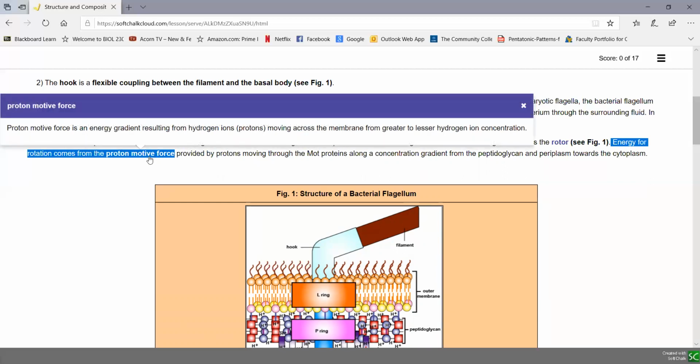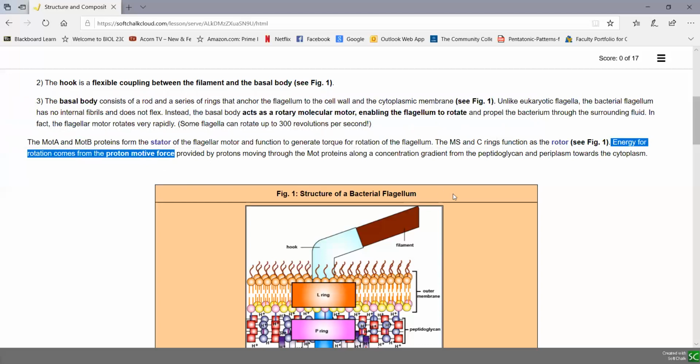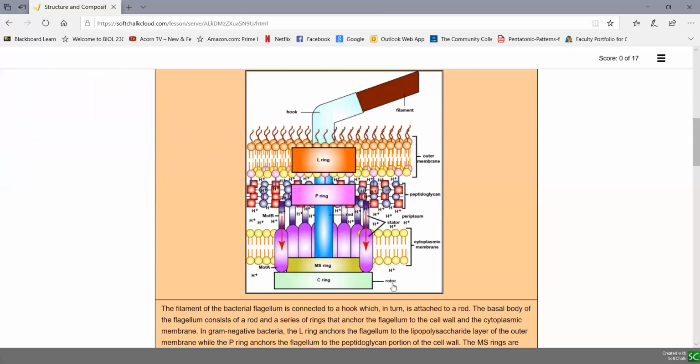So proton motive force, again, is where hydrogen ions or protons move across the membrane from greater to lesser hydrogen ion concentration. And as the protons are pumped across the membrane by the electron transport chain, the protons can re-enter via their gradient from greater to lesser concentration through these Mot proteins that make up the stator. And that in turn provides energy to rotate the rotary part of the motor.